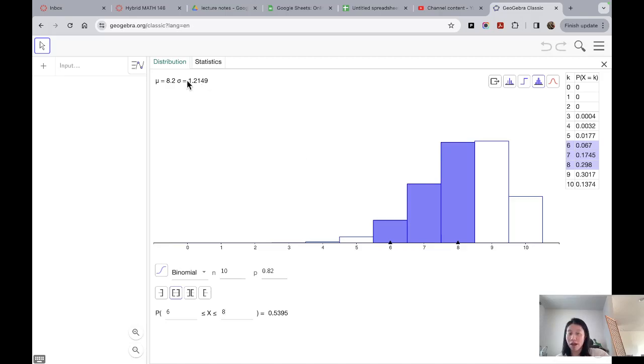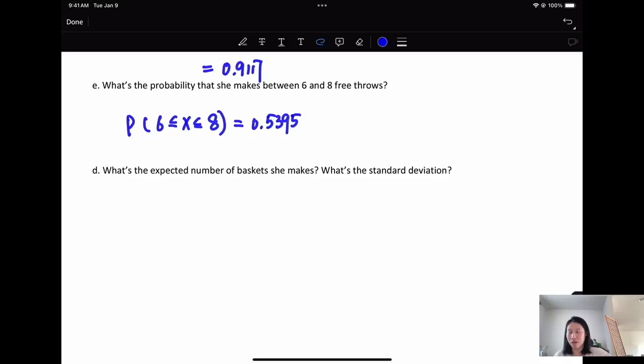On the top left, you will see the mean is 8.2. So that means with her 10 tries, she is expected to make 8.2 free throws. And then the standard deviation would be 1.214. It's on the top, it will be given to you on GeoGebra. So that means the mean is equal to 8.2 and sigma is equal to 1.2149.